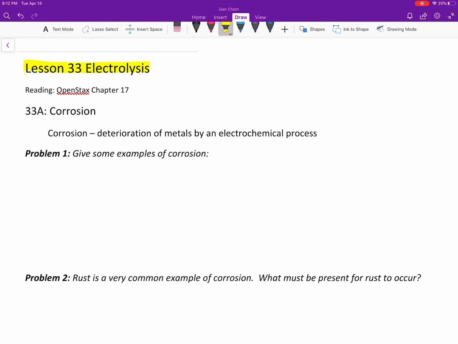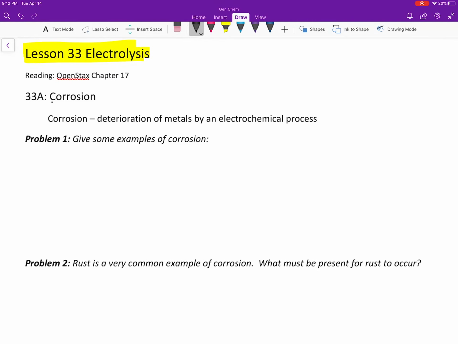We're going to talk about electrolysis, which is going to be our last lesson for chapter 17, and which will close up electrochemistry, and then we'll move into nucleochemistry. When we're talking about electrolysis, we are talking about a process which usually is the opposite of everything we've been talking about, which is spontaneous processes. Now we're going to talk about processes which are non-spontaneous. But before that, we're going to cover just a little bit about corrosion.